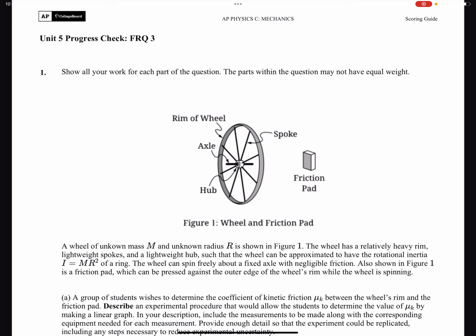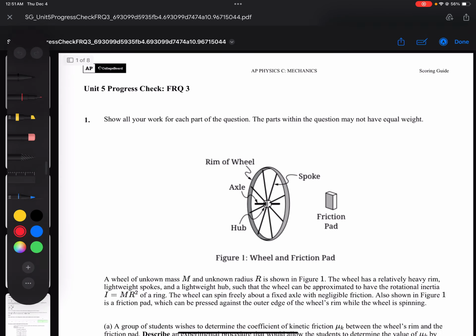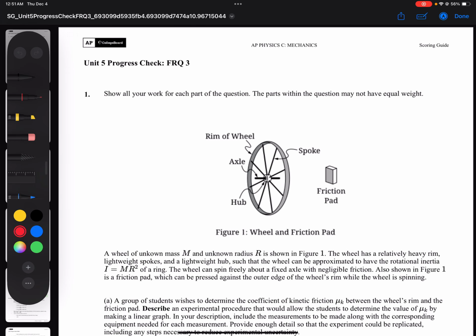I did write down some stuff for this one because I do kind of go through them. So you're going to want to measure the angular displacement of the wheel as the wheel comes to a stop, right? So I could do that. I can measure the angular displacement of the wheel as the wheel comes to a stop. Let me mark this up. All right. So here I have alpha.